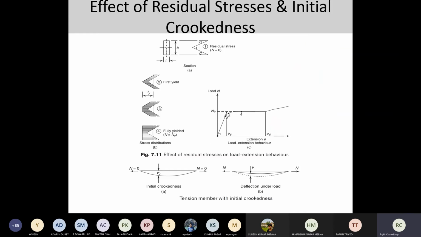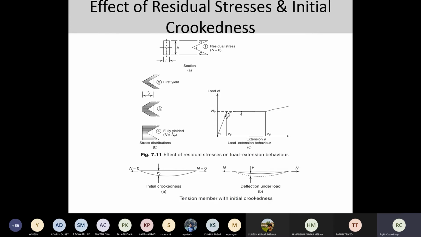Next is the effect of the residual stress component and the initial crookedness. Residual stress, effect of residual stress. I think we have already covered the effect of residual stresses on different bolted connections, and also what the net effect is if there is any residual stress on an I section once it is connected, whether it is a tension member or a compression member. That is the same thing.